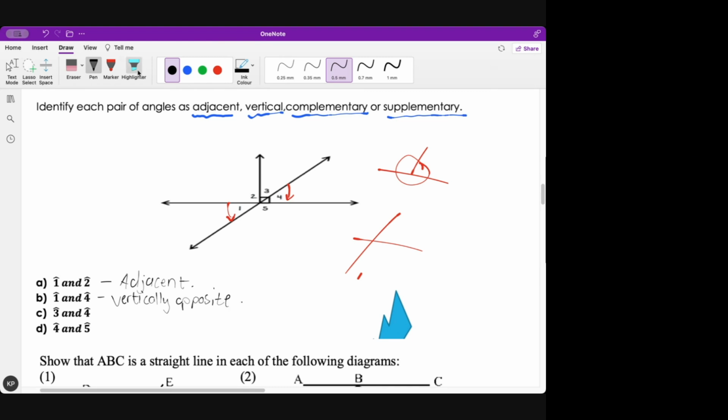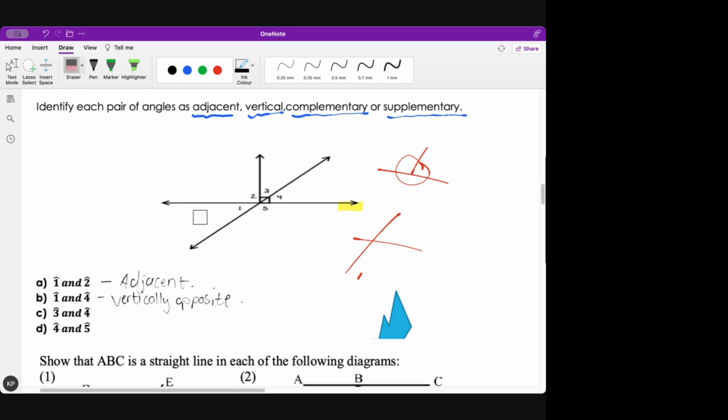Okay. And we know this because A, we have two intersecting lines. There's the first one. There is my second one. And they're on opposite sides of the vertex. That's why it's vertically opposite. This is my vertex here. 1 is on the left-hand side and 4 is on the right-hand side. So these are vertically opposite angles. Lovely, guys. Let's move on.